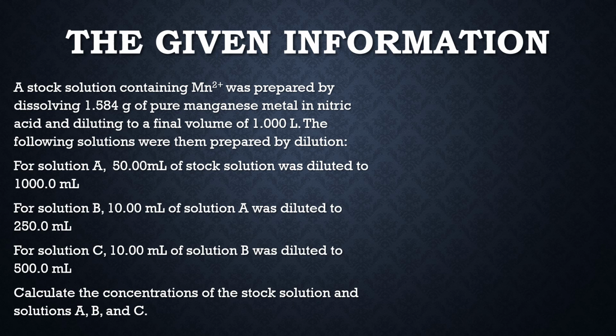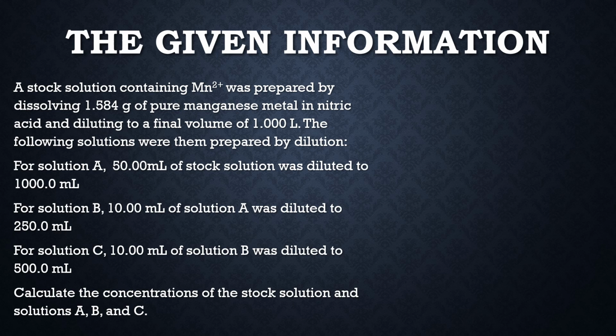So write down all our given information. Definitely got to read all the words here. So a stock solution containing manganese 2 was prepared by dissolving 1.584 grams of pure manganese metal in nitric acid and diluting to a final volume of 1 liter. We wrote the chemical reaction here earlier, so hopefully you have that as a reference for what's going on with all these words. The following solutions were then prepared by dilution.